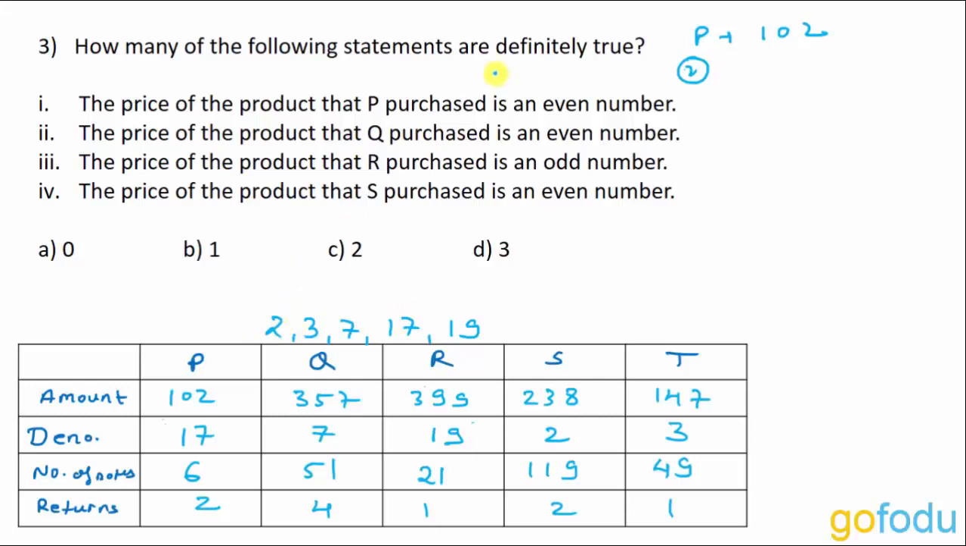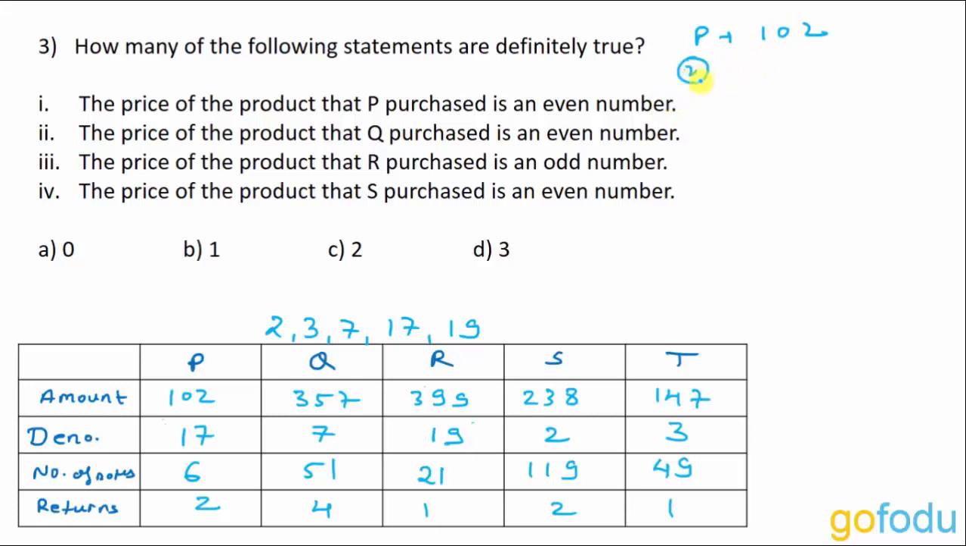Now, whenever you come across these types of questions which are asking for definitely true statements, one thing that we have to do is we have to look at all the statements and try to negate them. If even one case is possible which is negating the given statement, then that particular statement cannot be definitely true. So the first statement, the price of the product that P purchased is an even number. The amount that P paid was 102. He got 2 notes in return.